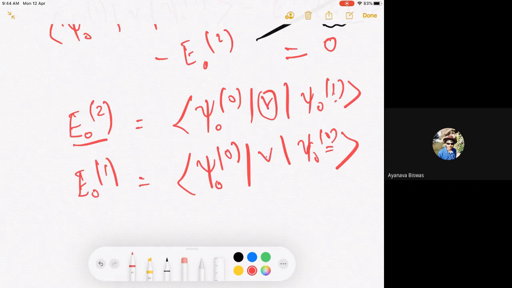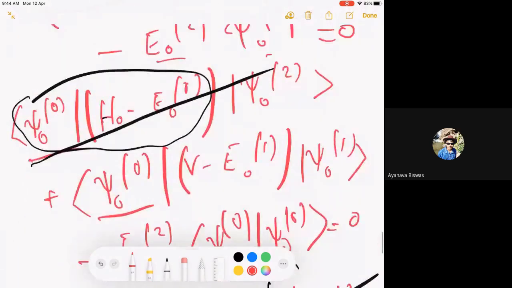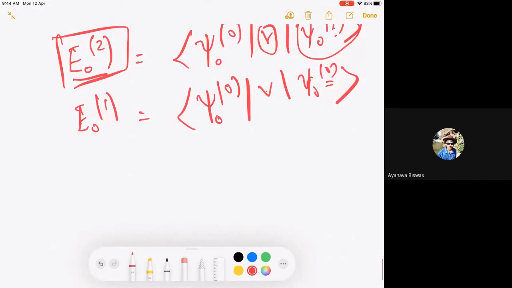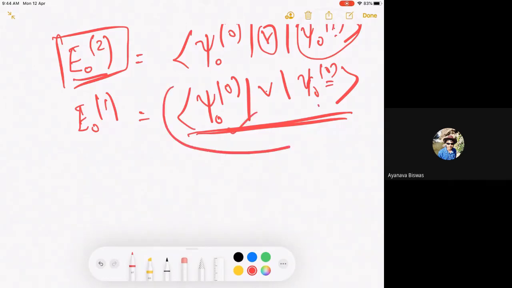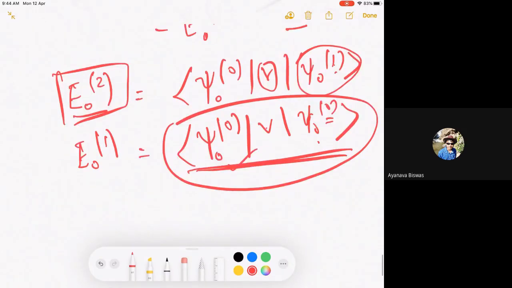So to understand how to get E02, now I need to know psi 01. Remember, for E01, I am again repeating, I do not require psi 01. And this is a very interesting part. From the zeroth order wave function itself, I can construct E01. But for E02, I don't require psi 02. I require psi 01.